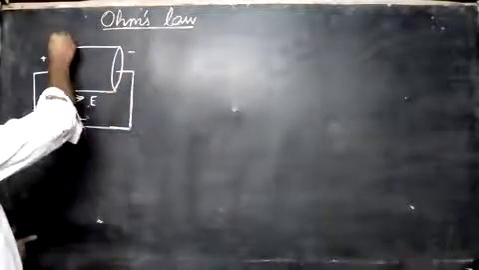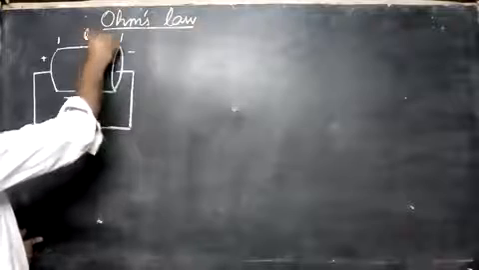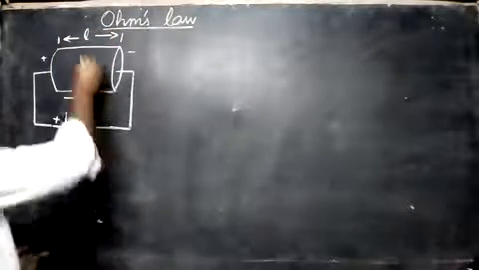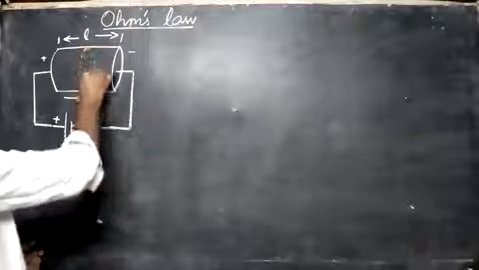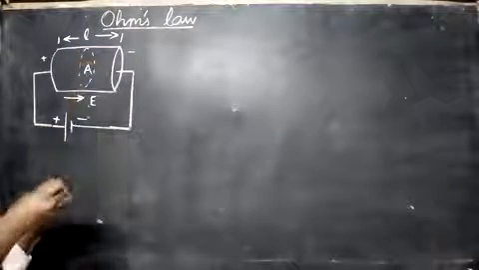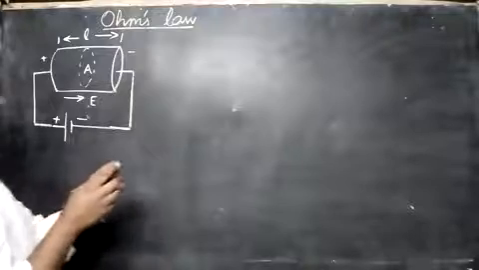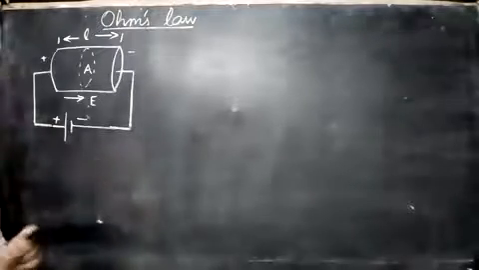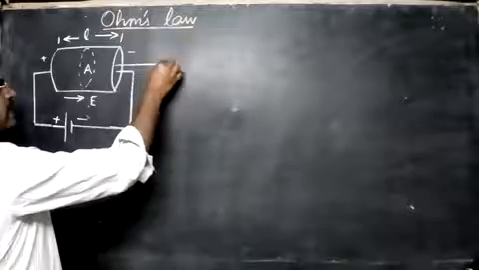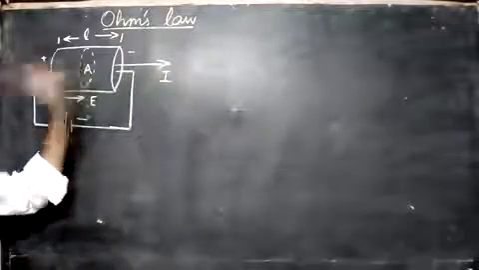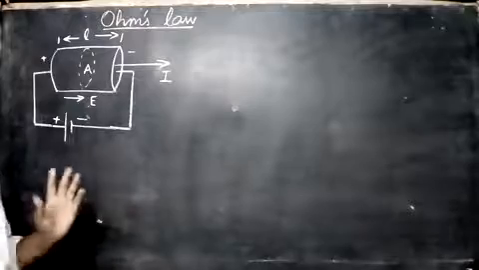Let us take the length of the conductor to be L meters. Then this conductor will have an area, that area is A. This is like a circle, so it has area A. Then the current flows in this direction. This is the direction of the current. So current and area are perpendicular, and we can use the current density formula.